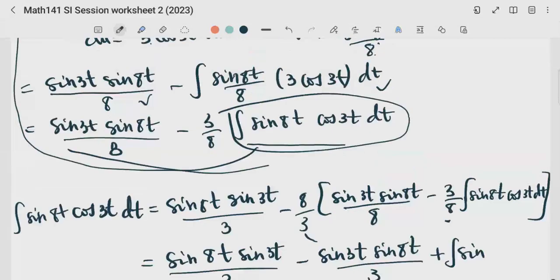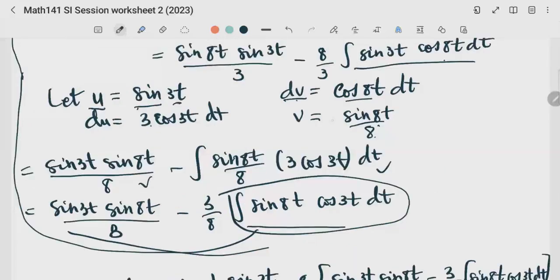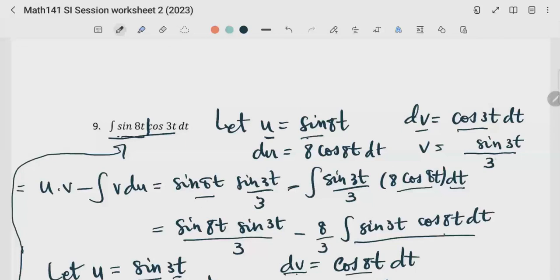V shouldn't be negative sine 3t over 3 on the third. Right, where is it? Oh, is it here? V on the top shouldn't be negative. Which v? Which one? Is it here? The first one, this v one? Equals negative sine 3t over 3.